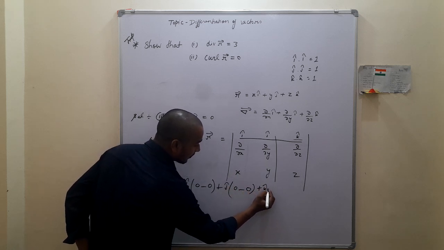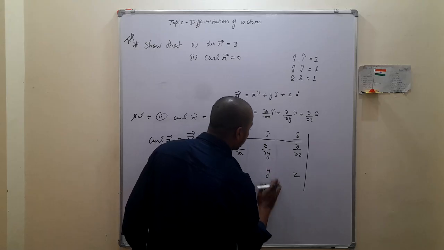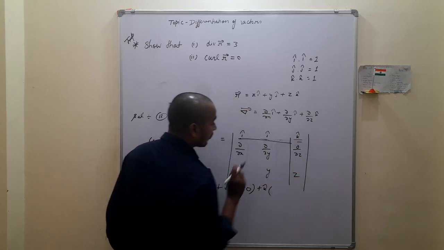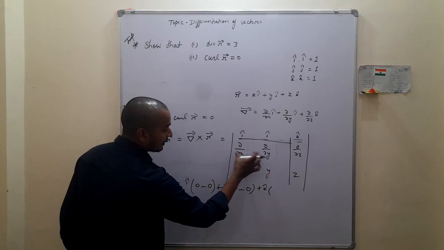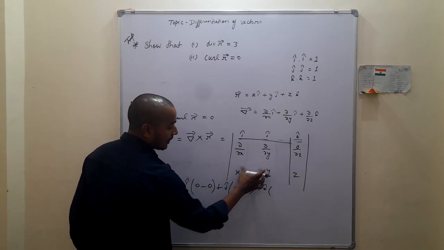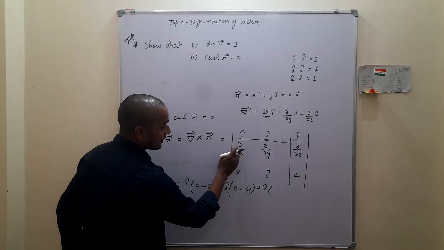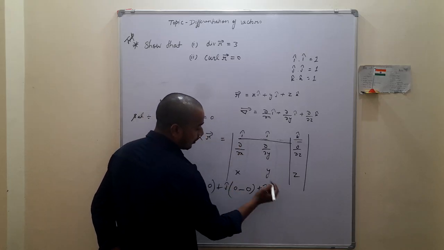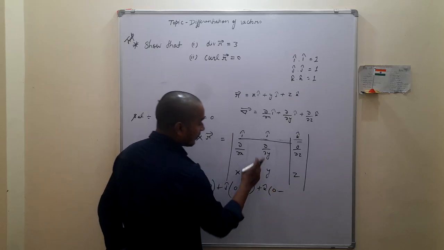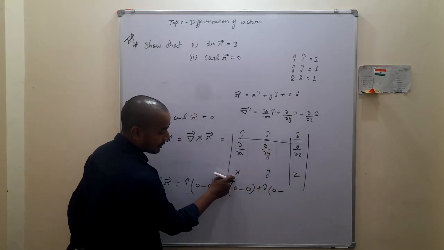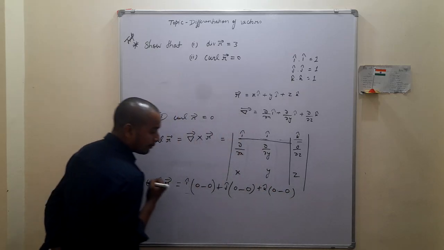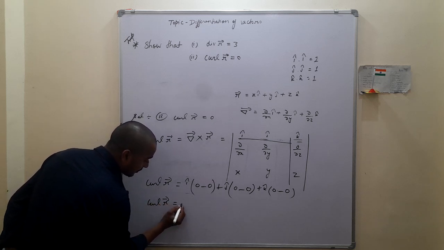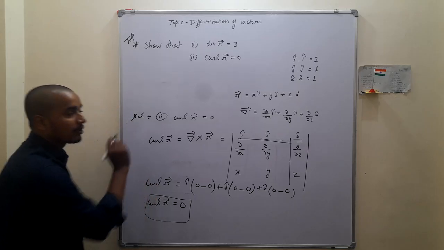For k cap, when we take the operation with k cap, we suppose this row is eliminated, and we take the operation between del upon del x, del upon del y and x, y. So differentiating del upon del x with respect to y, we get 0, and minus del upon del y differentiating with respect to x, we get also 0. So curl of R is 0. This is the required solution of the given problem.